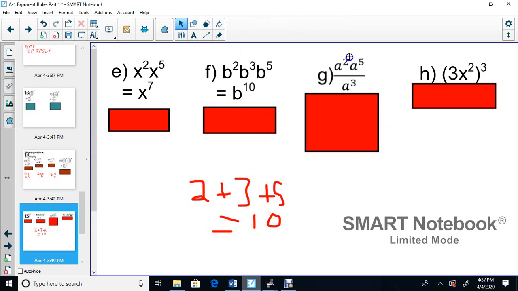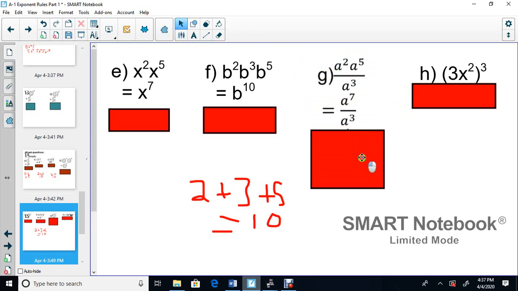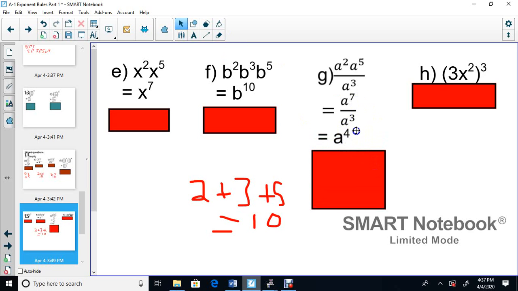Okay, this I do in 2 parts. On the top I would add, and then I'd subtract later. So first I would add. Look, on the top 2 plus 5 is 7. So I added those. Now we have a divide question, so it's 7 subtract 3. 7 subtract 3 is 4, so it's a to the power of 4.